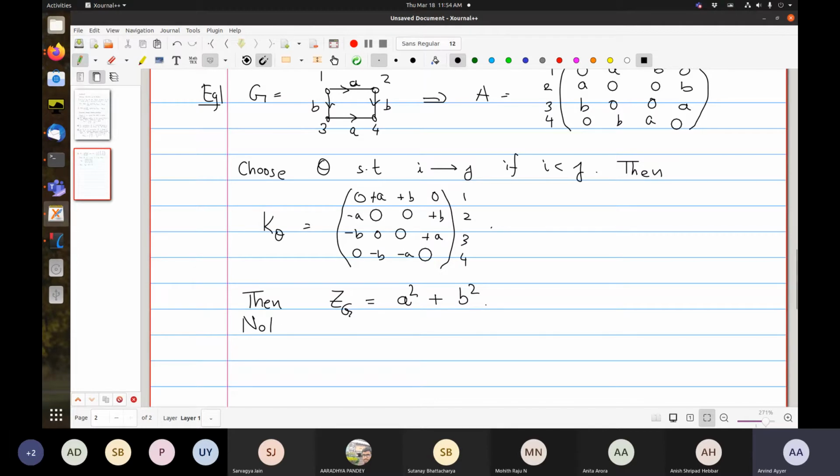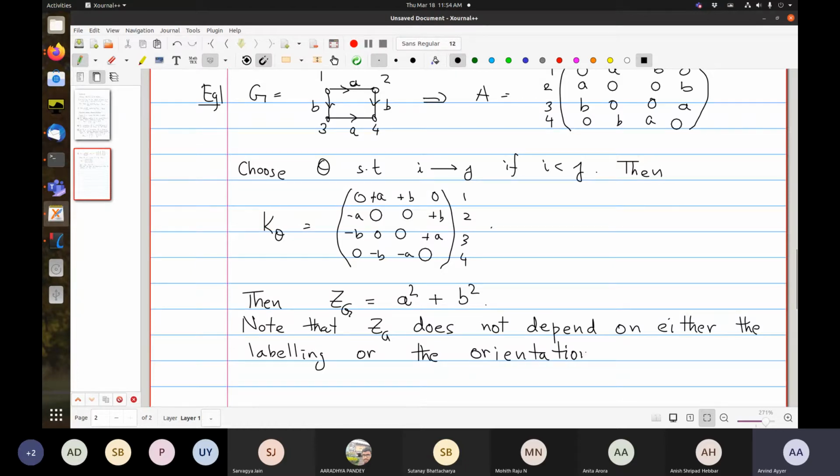Right, so note that ZG does not depend on either the labeling or the orientation. I mean, these are additional pieces of information which the dimer model doesn't care about. All you need to give me is the graph and the edge weights, and the partition function just needs that.